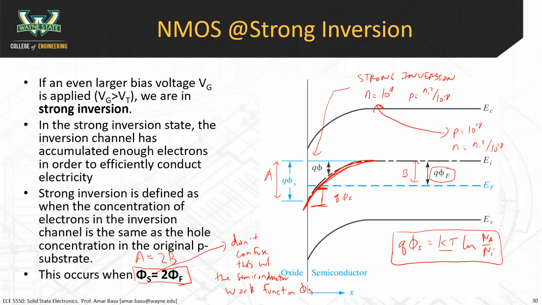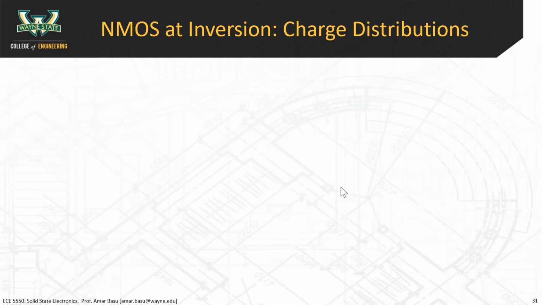They use the same symbol, so that's why it's a little bit confusing. Okay. This is not the semiconductor work function. This is the amount of bending of the band diagram within the semiconductor. All right. Any questions?